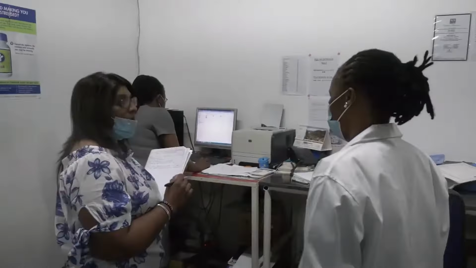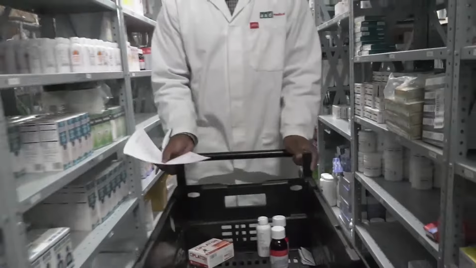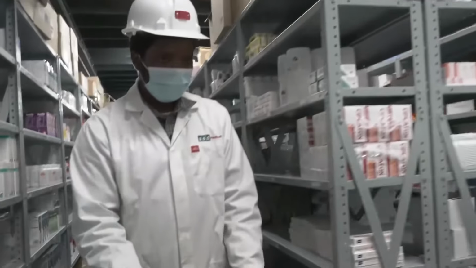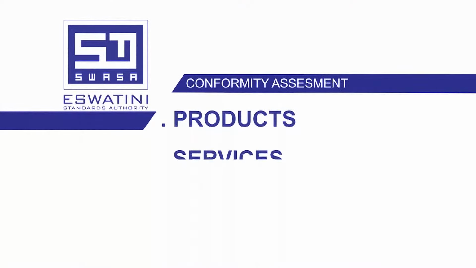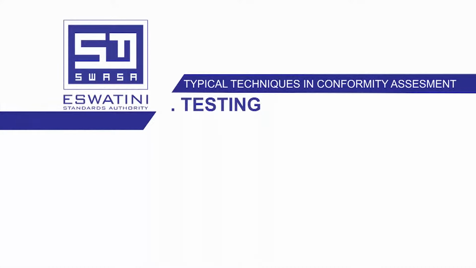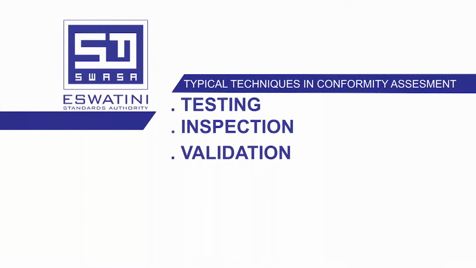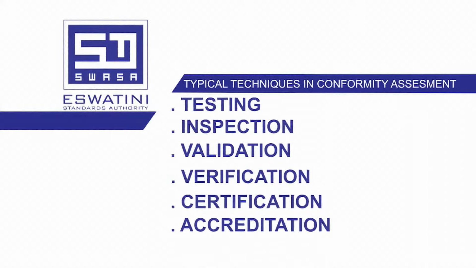Supplied goods and service conformity assessment activities in order to provide objective evidence demonstrating conformity to requisite programs and requirements. Conformity assessment is basically a set of processes used to determine if products, services, processes, or systems meet requirements of a relevant standard. The main typical techniques used in conformity assessment include testing, inspection, validation, verification, certification, and accreditation.